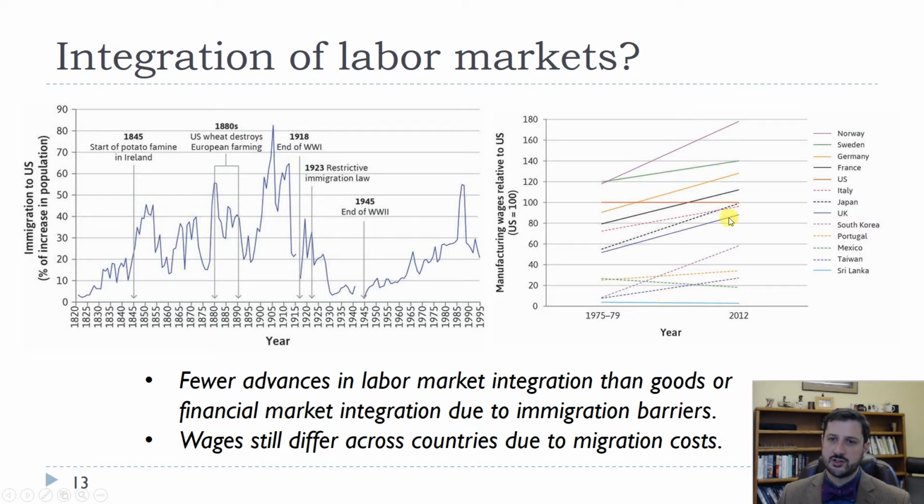But there are still significant wage differences, right? And that's due to the fact that there are immigration barriers. Not everybody wants to move to a different country. And even if they want to move, they aren't always able to. So we still see manufacturing wages ranging from very, very little compared to the US in Sri Lanka, to others at 20%, 40%, and in Norway even 80% higher compared to the US.